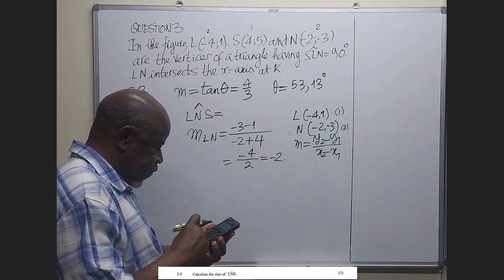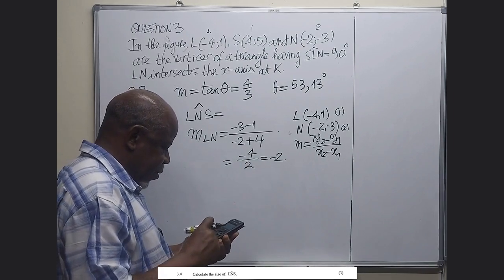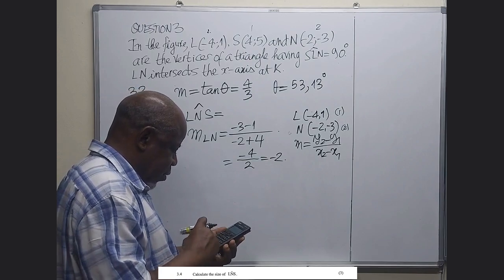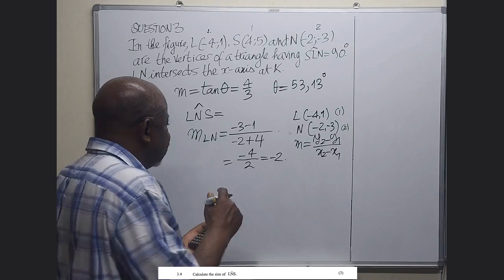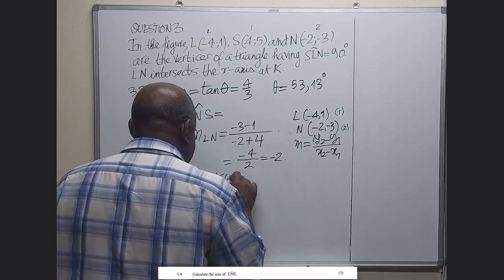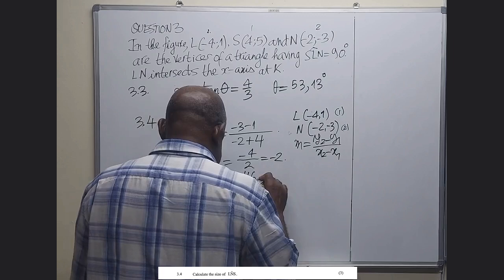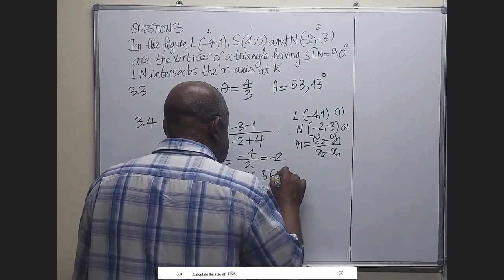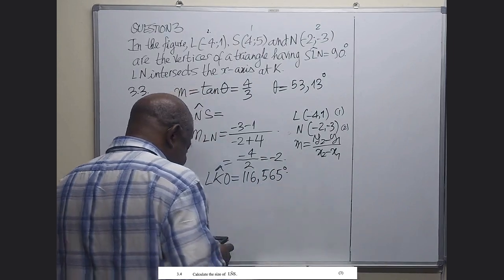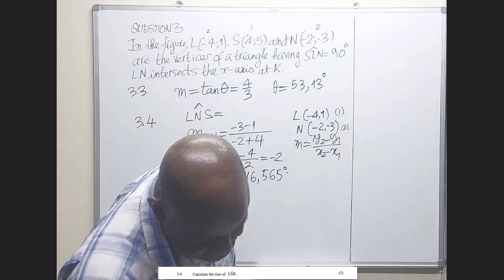Arctangent of negative 2. Here's our value. Then we add plus 180. So the value of angle LKO is going to be equal to 116.565 degrees. This is the value of angle LKO.